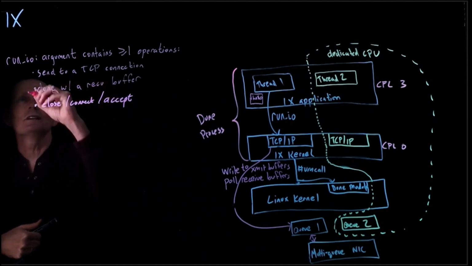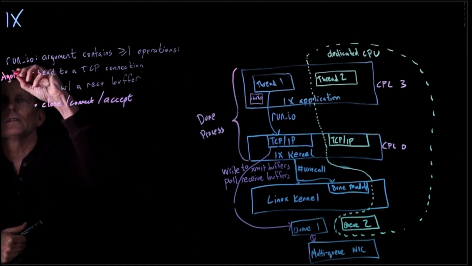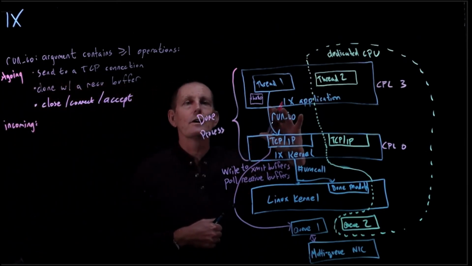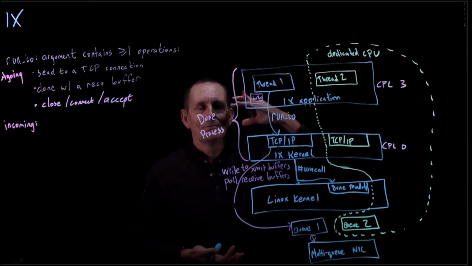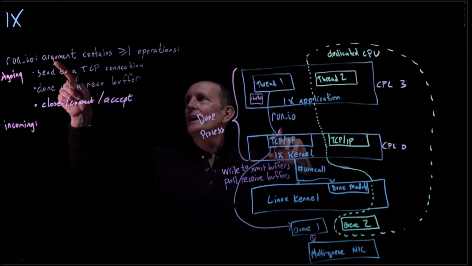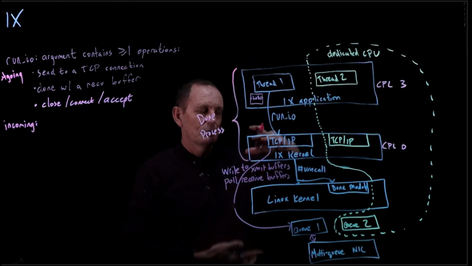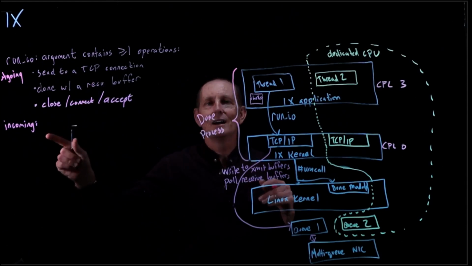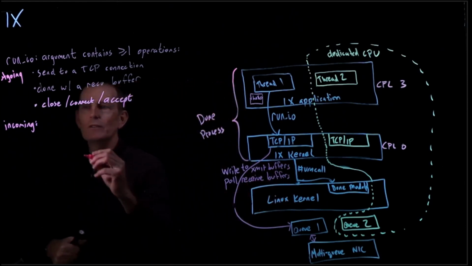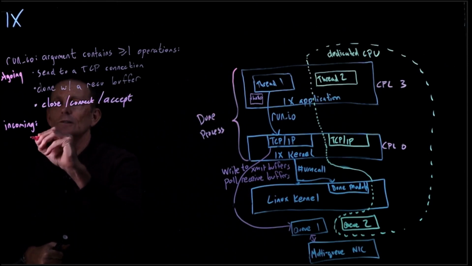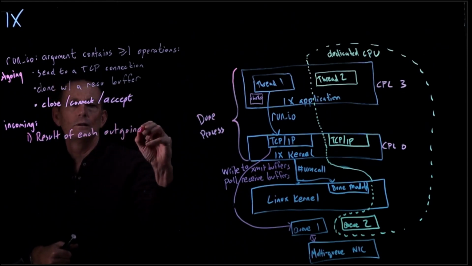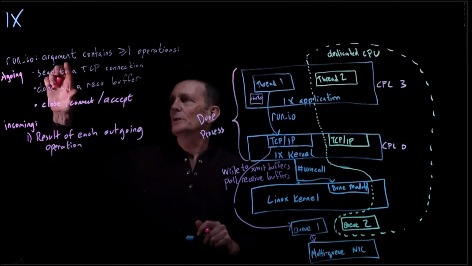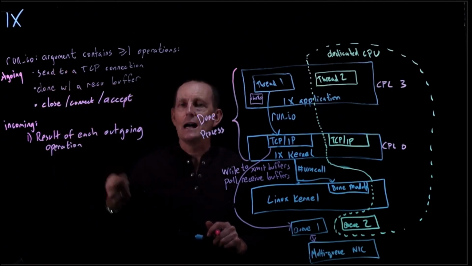What's coming in? So this is outgoing, and then we also have incoming. Incoming is on return from run IO. Just think of this as a big buffer that you pass into run IO, this big buffer with a lot of information in it. And when you come back, it has new information in it. So this new information is going to be first the result of each of the outgoing operations. So each of these operations has a result.